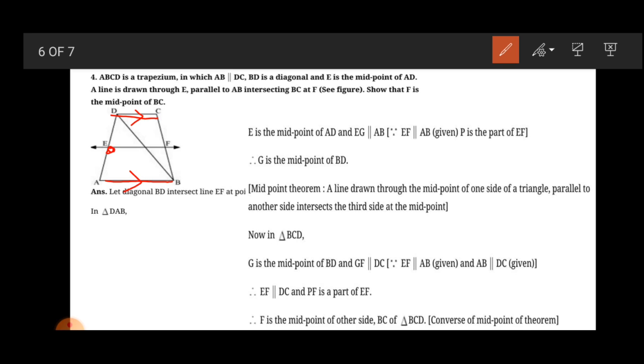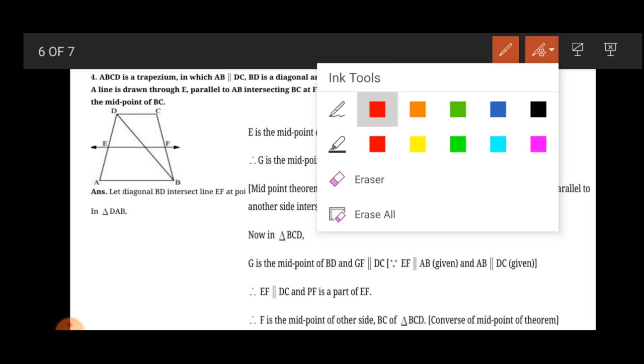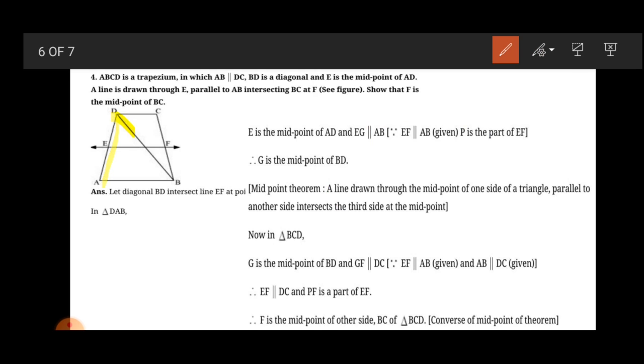Now, in triangle DAB, E is the midpoint of AD, and take this point G. EG is parallel to AB, as EF is parallel to AB, and G is the part of EF. So G is the midpoint of BD by converse of midpoint theorem.